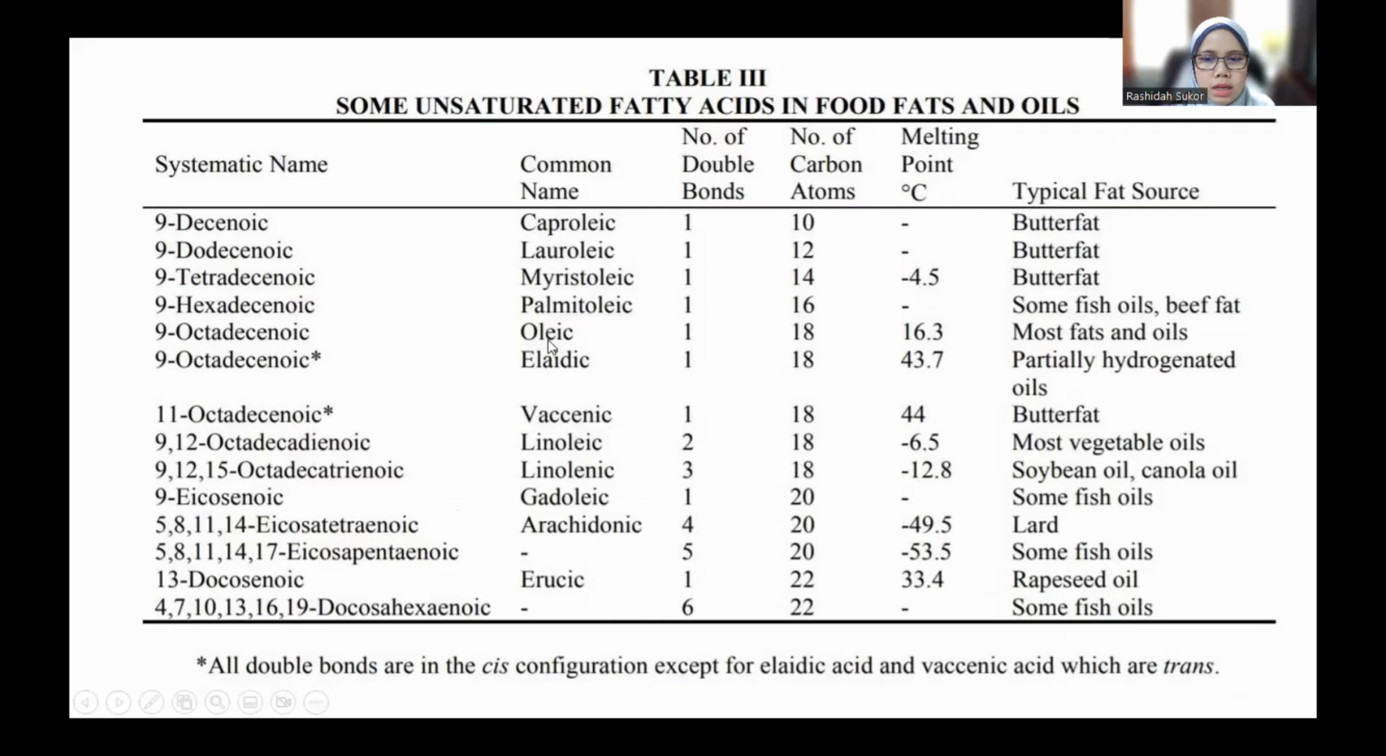Linoleic acid, oleic acid, linolenic acid. These are all PUFA. Linoleic acid has 2 double bonds, linolenic acid has 3 double bonds. So 18:1 is oleic acid, 18:2 is linoleic acid, 18:3 is linolenic acid. These are the common ones you have to know: linoleic acid, linolenic acid, oleic acid, palmitic acid, the common fats. That one you have to know.